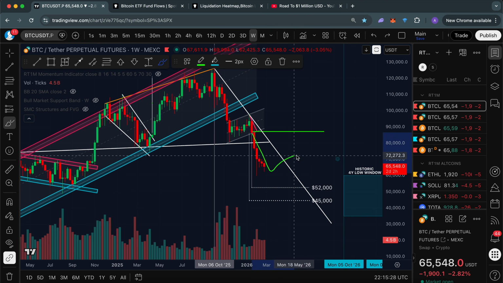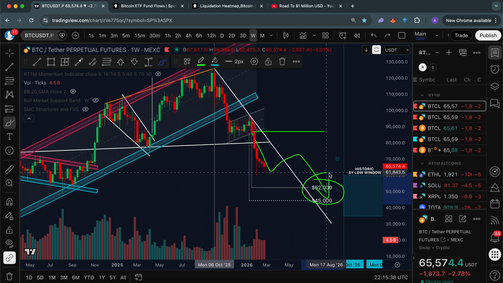And for now, the base case expectation remains that even if we do end up getting some kind of counter trend bounce, eventually we are coming down towards these price targets, so long as I don't see a move above 87,000 in the Bitcoin price.